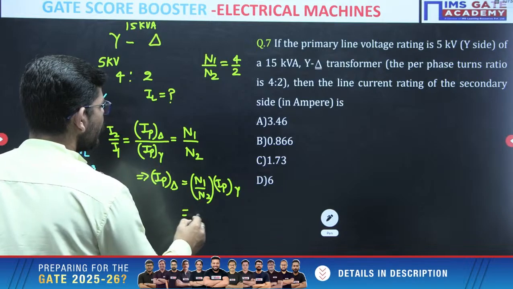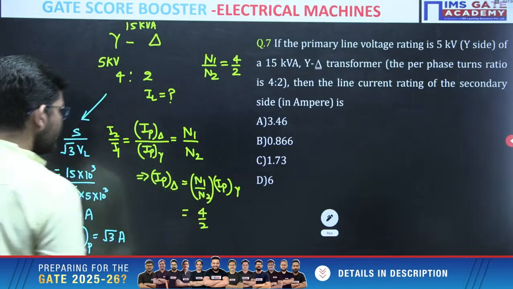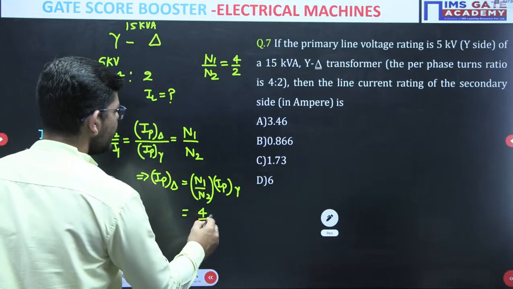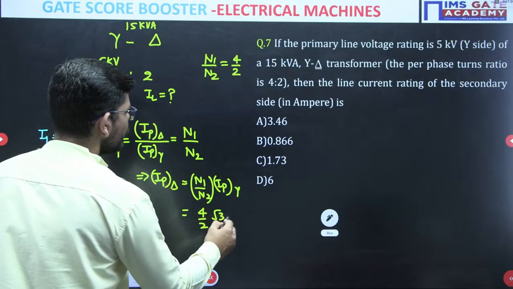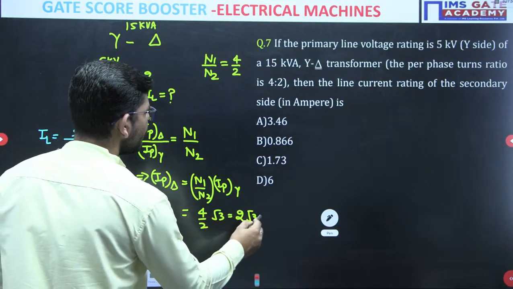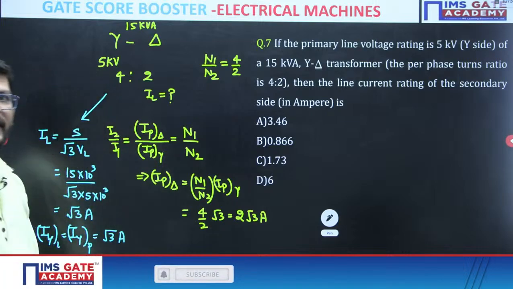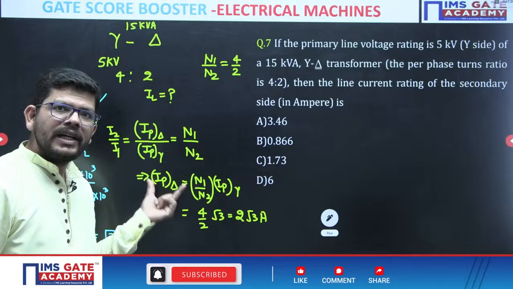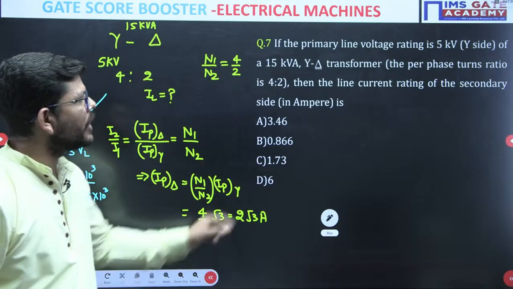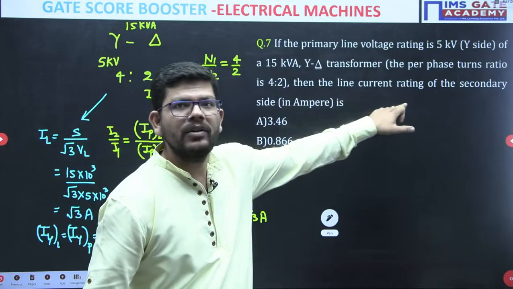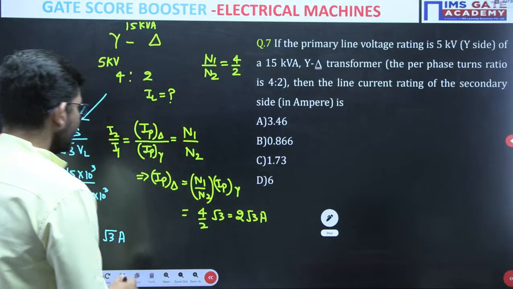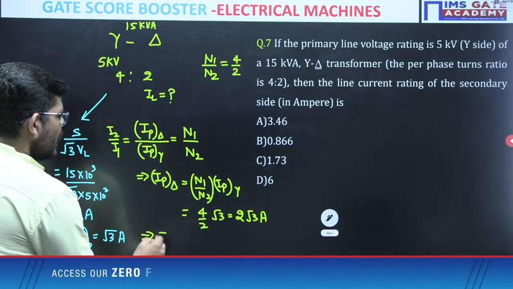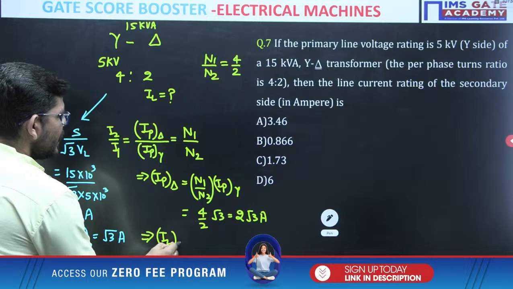So N1 upon N2 is 4 by 2, and the current you have calculated is root 3. So you will get 2 root 3 ampere. This is the phase current on the delta side. What we have to calculate is the line current on the delta side. So tell me the line current on the delta side.